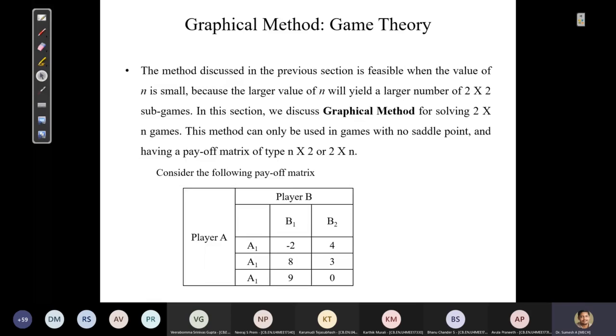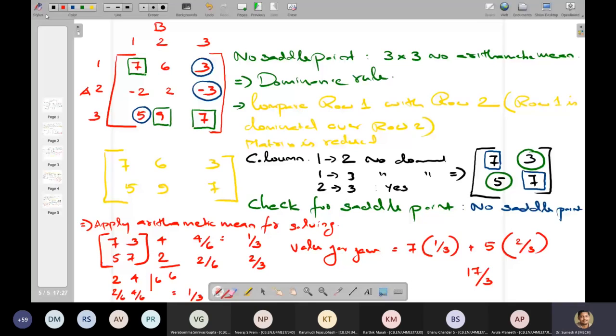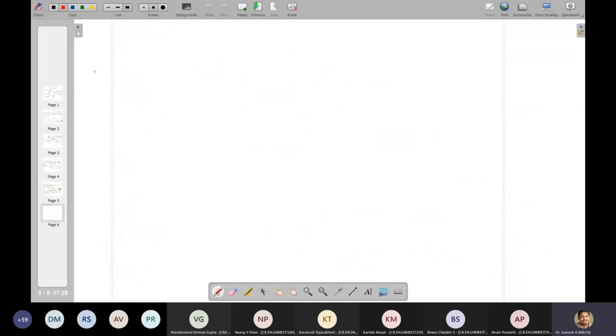Now I'll give you a different problem, one more problem. Again I have two players A and B. A's first strategy is 3, 1, second strategy is 2, 7, and it is 1, 11. This is the matrix. Tell me how to proceed.